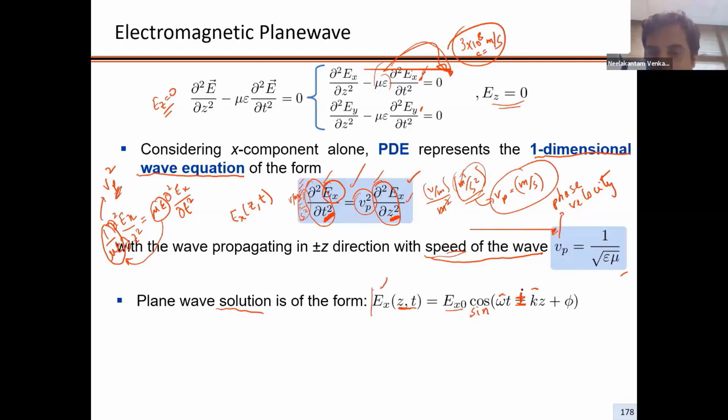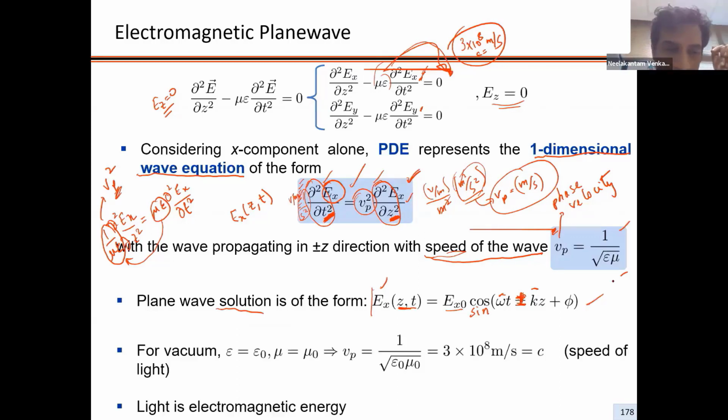Now, why does it have plus and minus? What does that mean physically? That is what is important. The epsilon and mu, right? For free space, epsilon r equal to 1, mu r equal to 1. So epsilon equal to epsilon naught, mu equal to mu naught. When we go ahead and find the Vp, 1 over root mu epsilon becomes mu naught epsilon naught. In this case, it becomes 3 into 10 power 8 meters per second, exactly the speed of light. And so light is an electromagnetic energy.